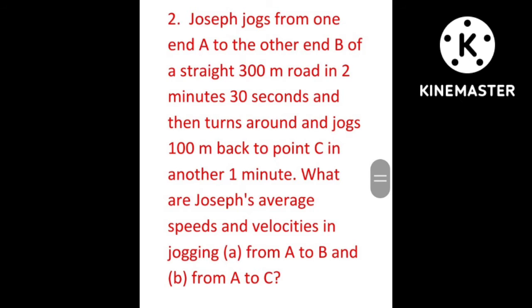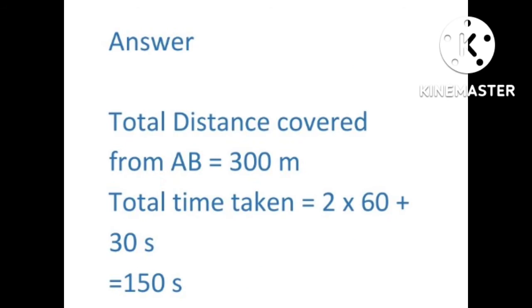Then he is coming back from B to C, that is 100 meters, in another 1 minute. We have to calculate the average speeds and average velocities. Here for finding average speed, we have to calculate the total distance divided by total time taken.